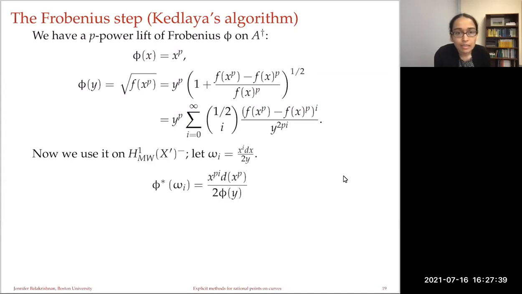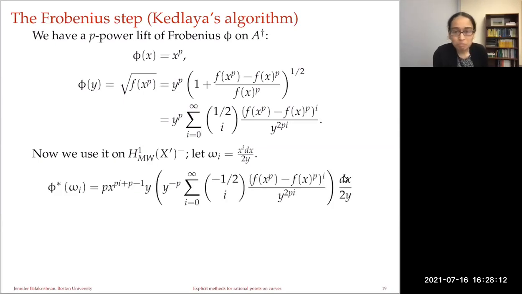So remember, omega i was x to the i dx over 2y. And so we're going to send x to the p. And so in the numerator now we have an x to the p i and a d of x to the p, and then 2 times the Frobenius on y. Let's just expand some things that we can. We take that derivative and combine some terms. And then we have to worry a little bit about what Frobenius on y looks like. All right, so it looks something like that. And maybe you combine some terms and do a little bit more simplification here.